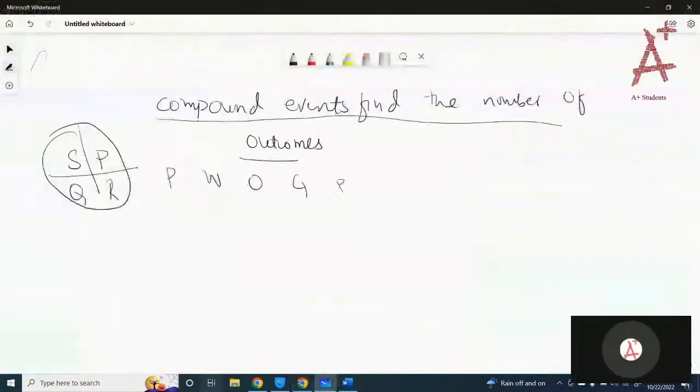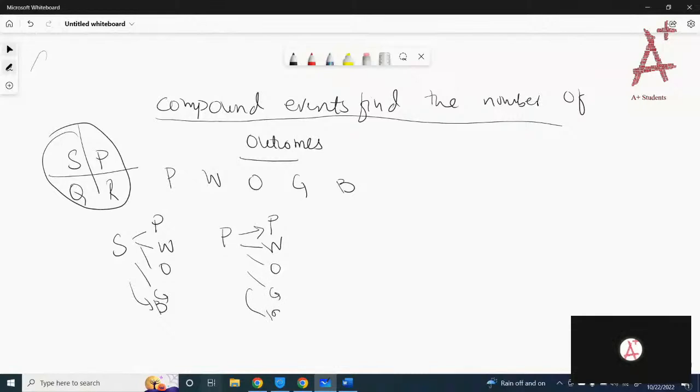So the total outcomes you have to find. Let's suppose the spinner stops on S, you have the options. You can select purple, white, orange, green, or blue. Got it? Now, if it stops on P, you have the same. You can select purple, white, orange, green, and blue. Got it? Same is the case for Q and same is the case for R. You have 5 options for each letter on the spinner. Got it?